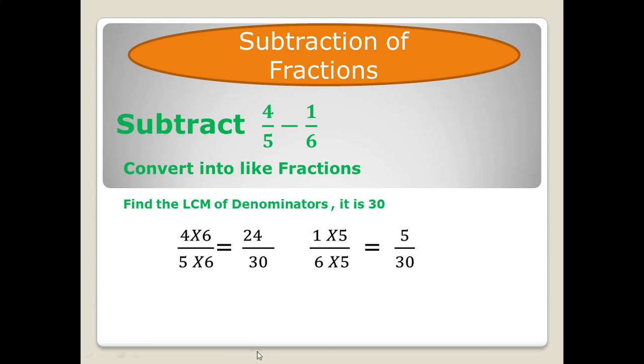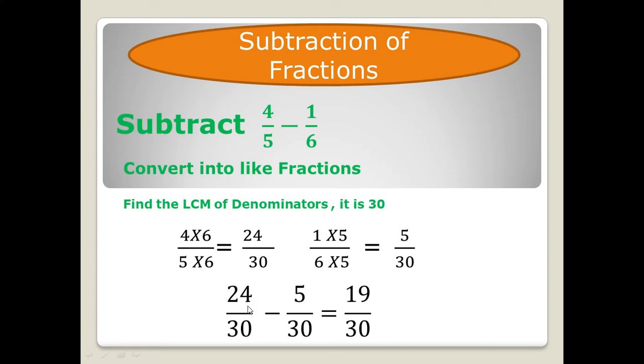Here we have 4 over 5, and we'll multiply 5 with 6 to make it equal to the LCM, that is 30. Similarly, we multiply 4 with 6, it will be 24. As the other fraction is 1 over 6, we will multiply 6 with 5 to make it 30, that is the LCM. And once we have multiplied the denominator with 5, we will multiply the numerator with 5 too, it will be 5 over 30.